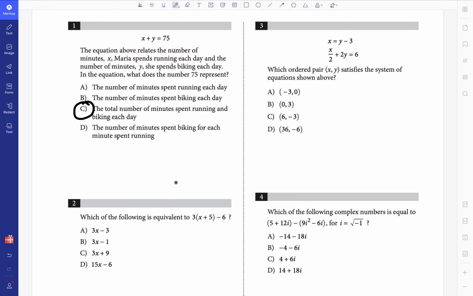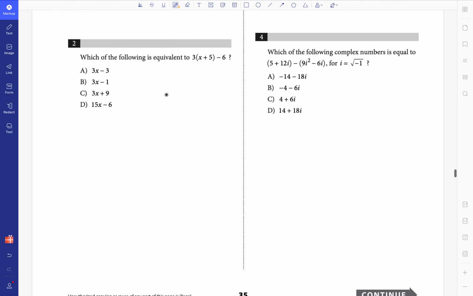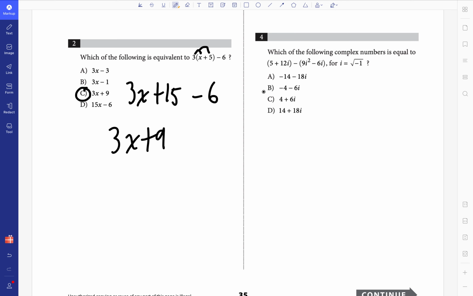So now let's go on to number 2. We're going to distribute this 3. So this is 3x plus 15 minus 6. This is going to be 3x plus 9, and therefore our answer is C.